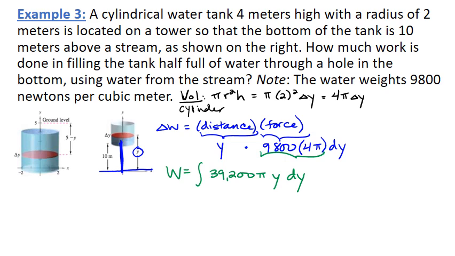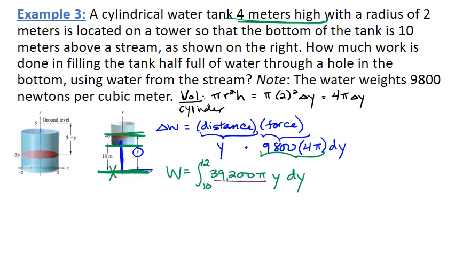Now I need to think about my limits of integration. It's going to start here, and then go halfway up. So the thing that's changing is the amount of water in here. We know that we're starting at 10 meters above the river or stream. Then we want to fill the tank up halfway, and half of the tank is 2 meters. So we're going to go from 10 to 12. So those are our limits of integration.